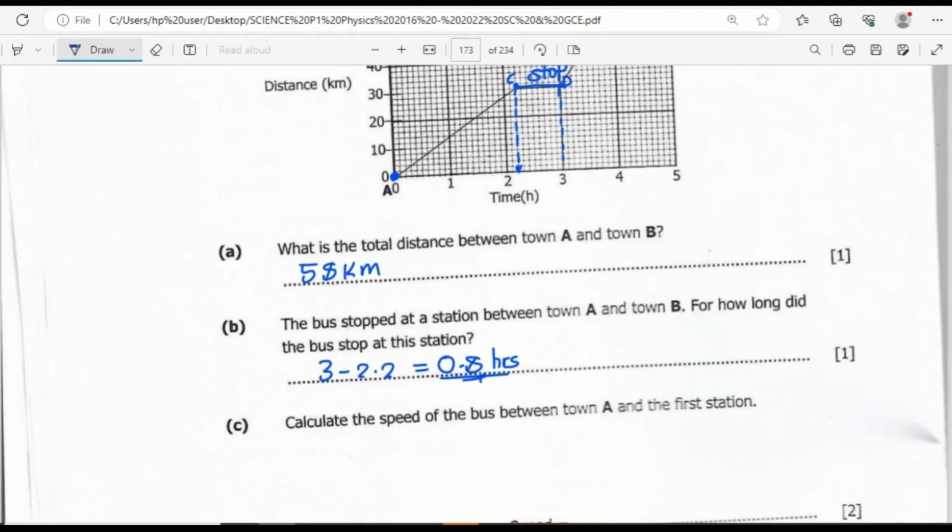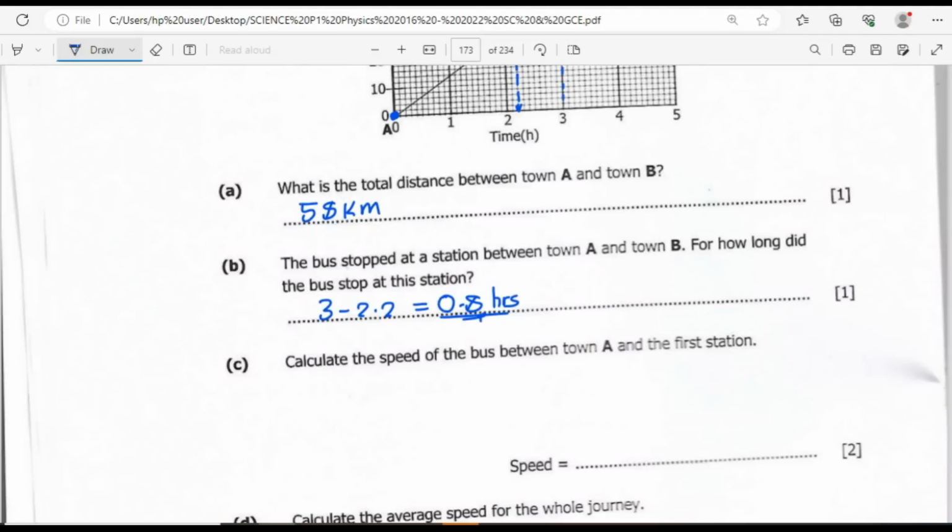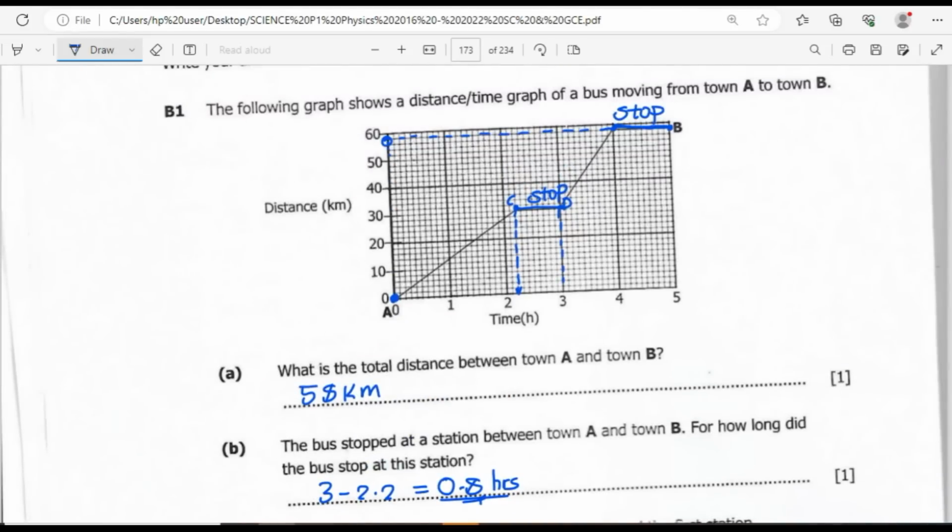Then for question C, calculate the speed of the bus between town A and the first station. So the first station, according to the letters that we've included, is C. So we need to find the distance at this point. So let's move into the y-axis. You can see that the distance is 30. Then what is the time? The time at this point is 2.2.